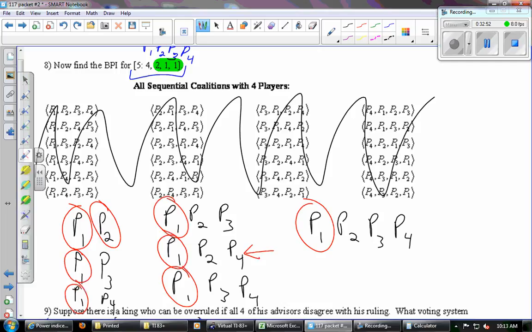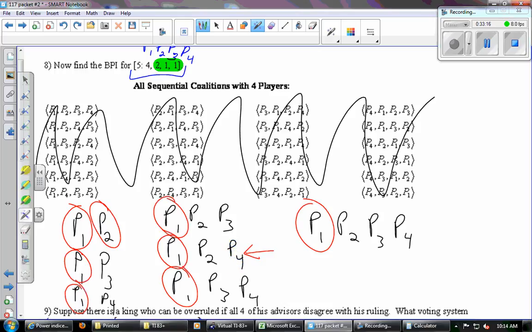Let's look at this row right here. This one with the arrow next to it. Yeah, the 1, 2, 4. So I'm going to look at P4 and ask if they're critical. I'm going to temporarily cross off P4. How many votes do these other folks have without P4? 6. Is that enough? Right. So is P4 critical? No. So we don't need P4 in that case. So you wouldn't circle it.